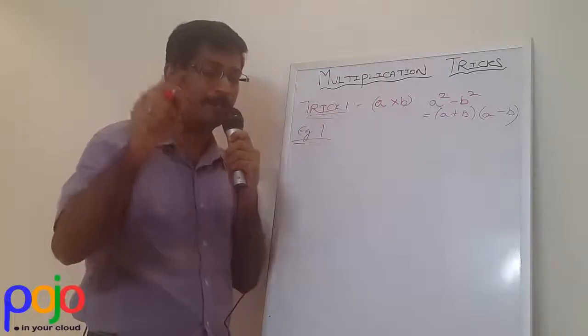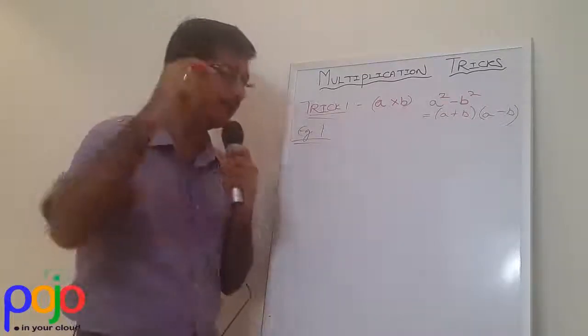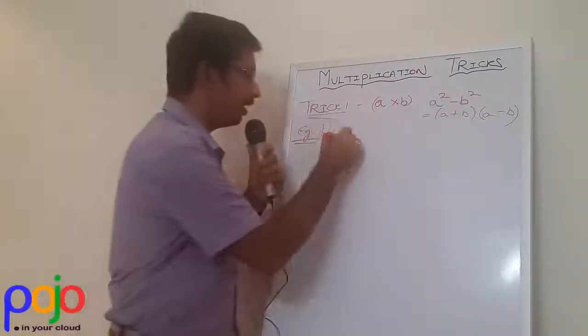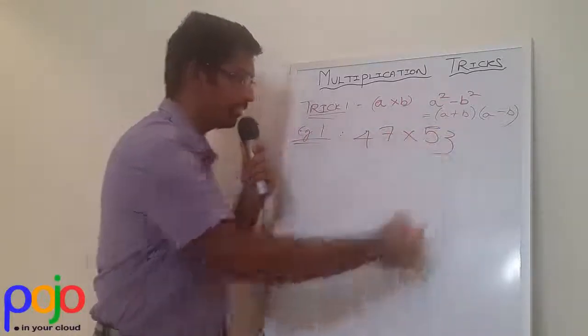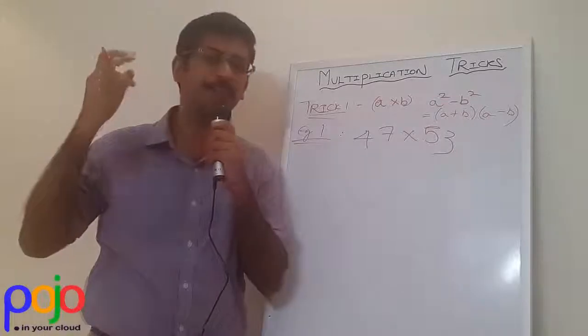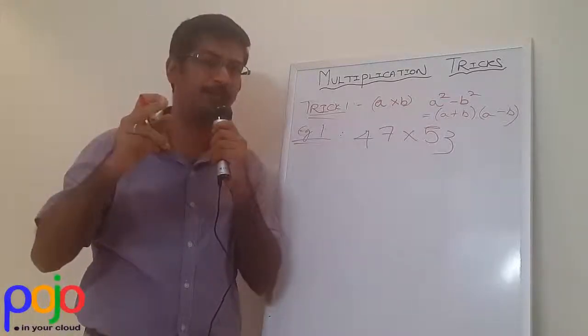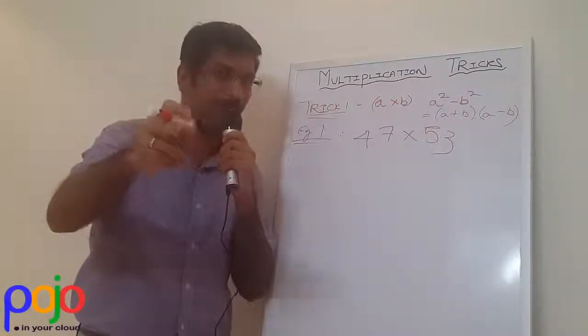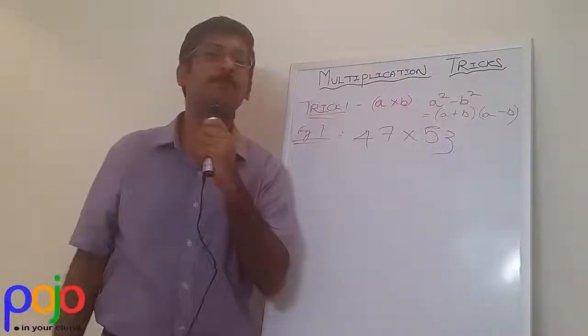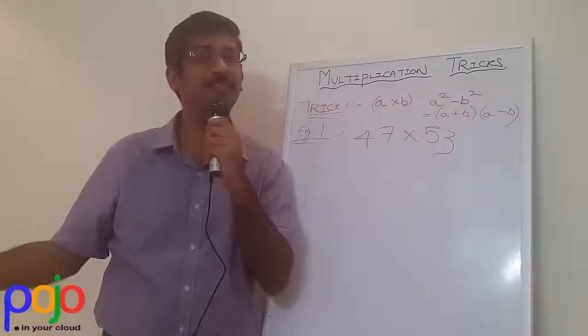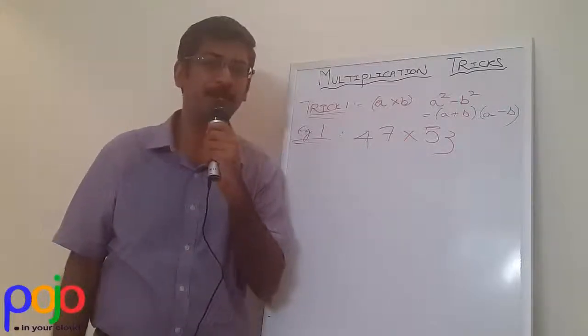Have a pen and paper in your hand. Work out right away with me. So example: 47 multiplied by 53. Alright, I'll give you 5 seconds to solve this. Start. 1, 2, 3, 4, and that's it. 5. Your time is up.